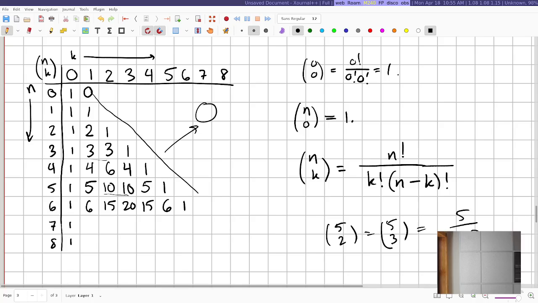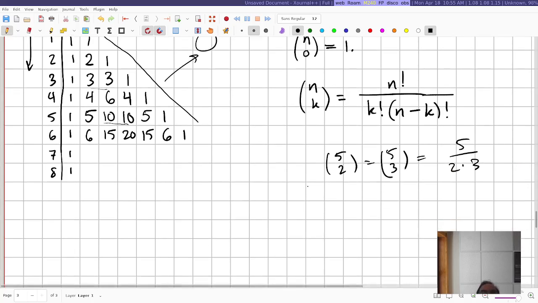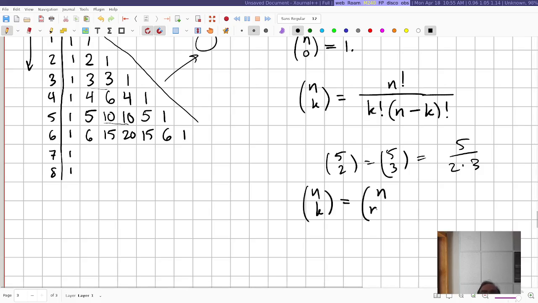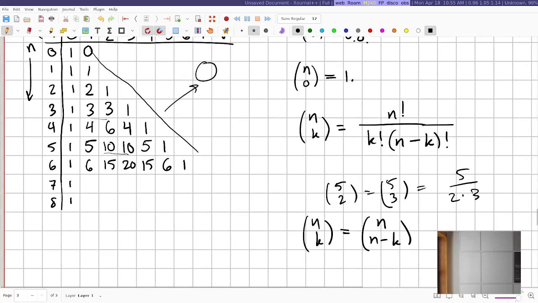N over k is always going to be equal to n over n minus k. Okay, so you're saying n choose k is equal to n choose n minus k? So you don't think that makes sense? Well, of course n choose k is equal to this. What is n choose n minus k?